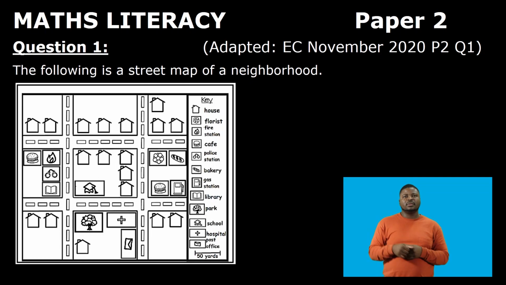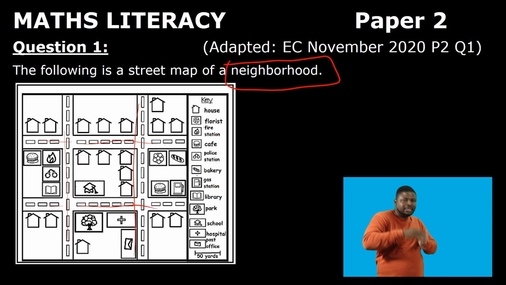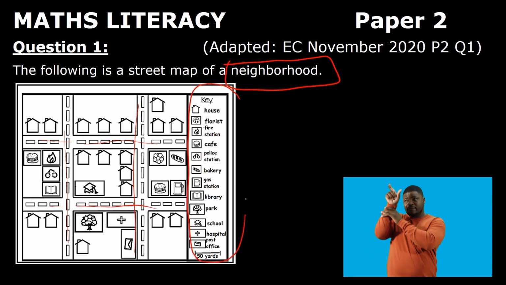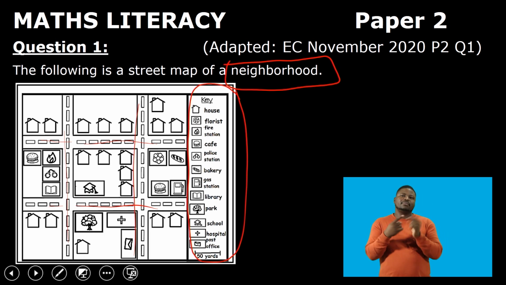Let's look at the following question. The following is a street map of a neighborhood. So we can see there's quite a lot of streets. We have a key showing us what is where, and then it shows you the houses as well.